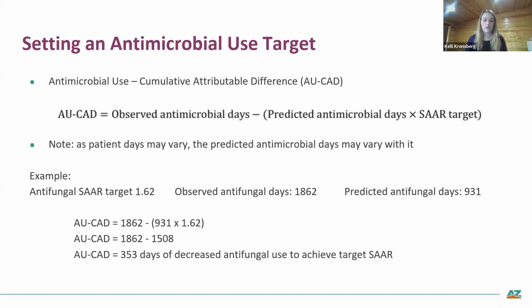So an example here: this facility's current antifungal SAR is going to be 2. That's 1862 divided by 931 is 2, making our math easy this afternoon. And this facility wants to set a target of 1.62, just decrease it a little bit. So we take the observed days minus the combination of the predicted days and the SAR, subtract those. So if in that time frame they had decreased their antifungal use by 353 days, they would be at that target SAR.